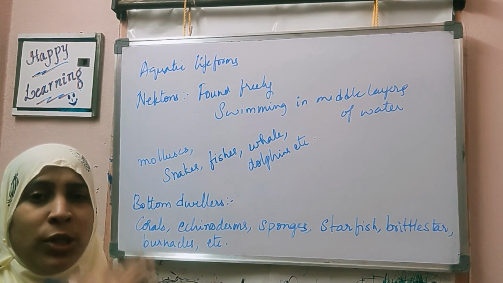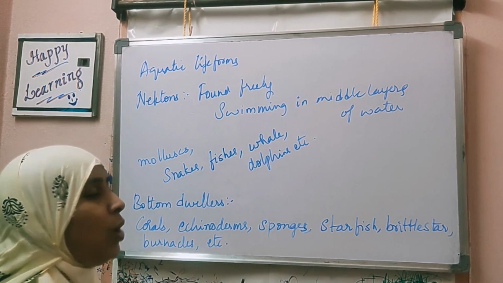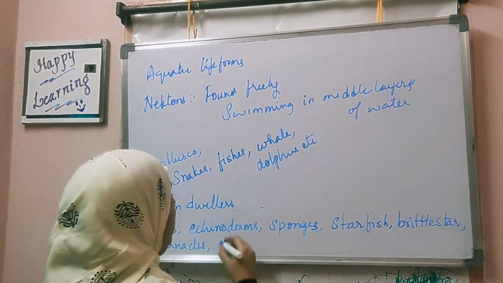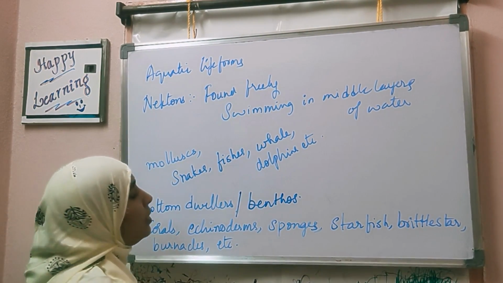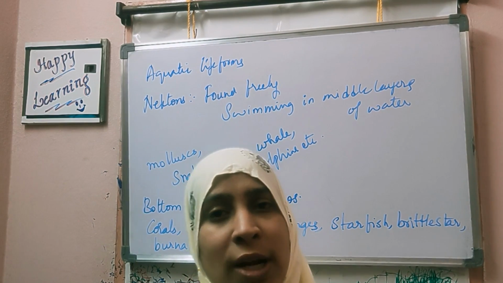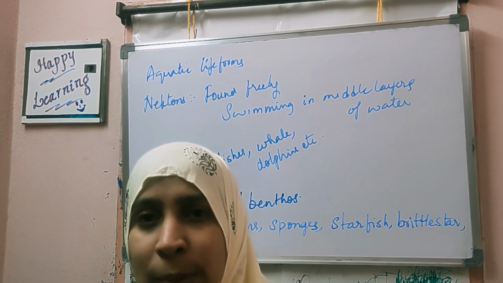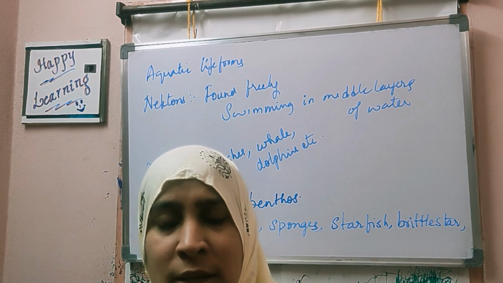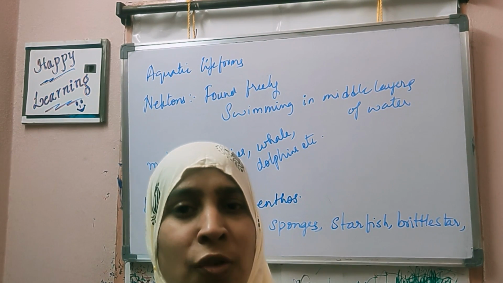So depending upon the layer in which they are present, the aquatic life forms are divided into planktons, nectons and bottom dwellers. Okay. So the bottom dwelling organisms are also called as benthos. So the surface dwelling organisms are called as planktons, middle dwellers are called as nectons and bottom dwellers are called as benthos. So this is about the classification of life forms of aquatic ecosystems, and we have also seen the classification of terrestrial biomes. With this, the discussion of biomes is completed.